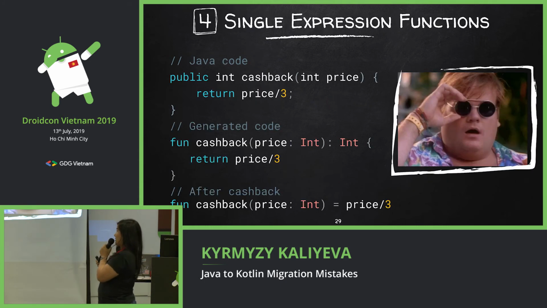And the fourth thing is single expression functions. In Java, we usually have one-line methods. Like you can see, we are returning some callback. And in the generated code, after automatic generation, we have this kind of code. But after reviewing and refactoring my code, I understood that I can write everything in one line. It saves a lot of space, and readability is much easier for me right now.